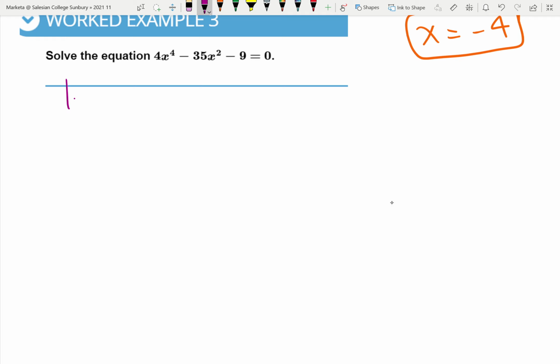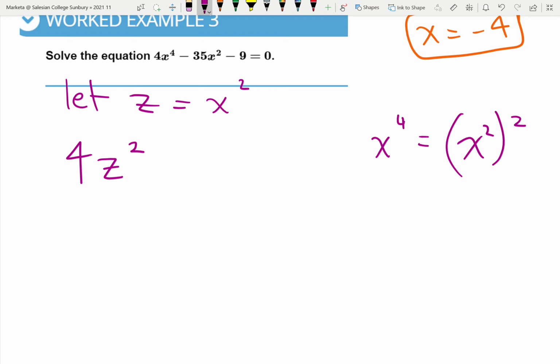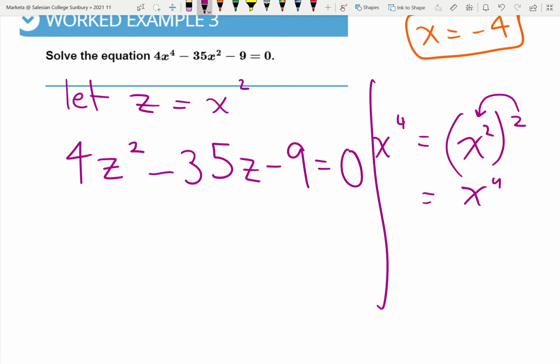So I'm going to say let z equal x squared. So if z equals x squared, that means 4z squared, because x to the power of 4 is the same as x squared squared. 2 times 2 would be 4. So by writing it like this, I'm going to get rid of the power of 4. And it means that I can solve this with my cross factorization as per usual.